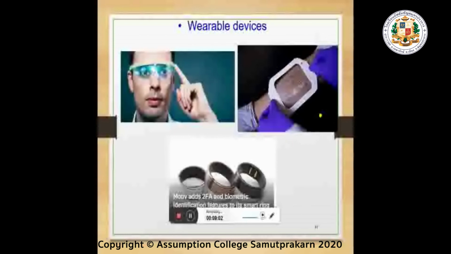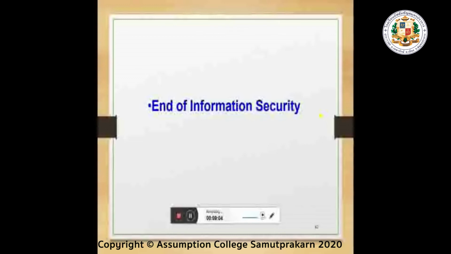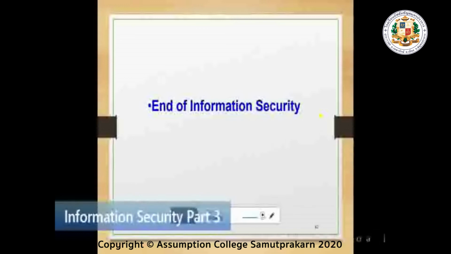That will be the end of our discussion about biometrics and the end of information security.